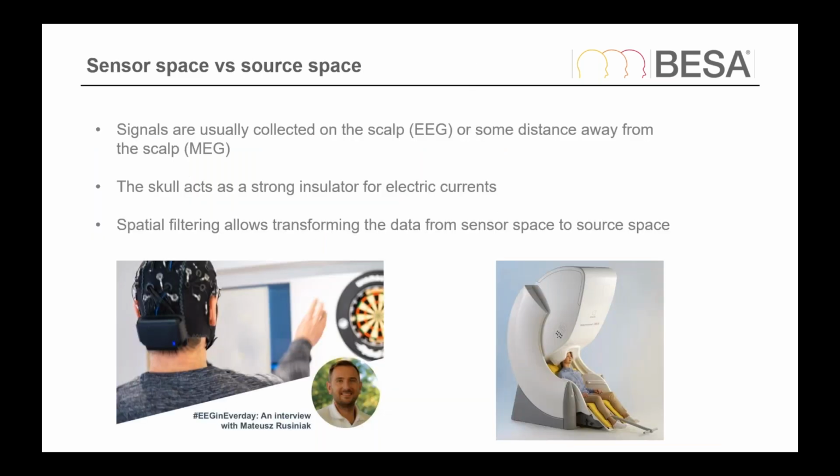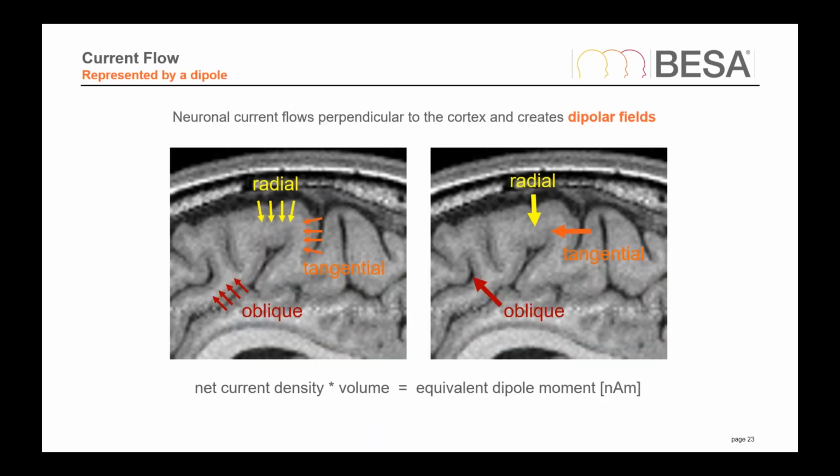If I look at sensor space versus source space, signals that I collect are usually collected on the scalp or some distance away from the scalp, even if I use MEG. However, now with OPM, we get close to the scalp again with the magnetic signals. The skull acts as a strong insulator for electric currents, which means that at least in EEG, signals will be quite smeared and blurry once they get to the scalp. However, we have the opportunity to use spatial filtering that allows us to transform the data from sensor space back into source space. How does that work?